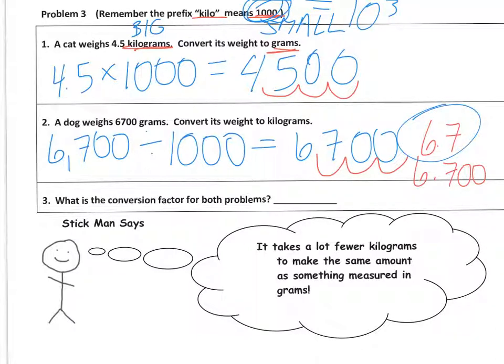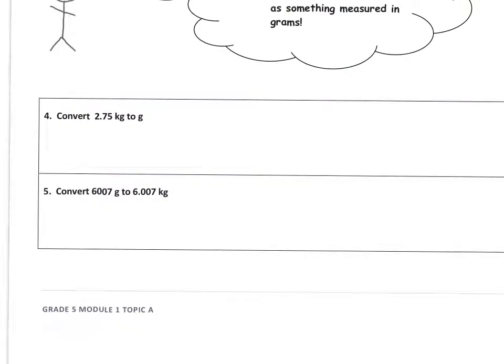So what's the conversion factor for both problems? What number did we have to multiply and divide by for both of those? 1,000. All right, go ahead and solve those on your own, please. Raise your hand if you get stuck.